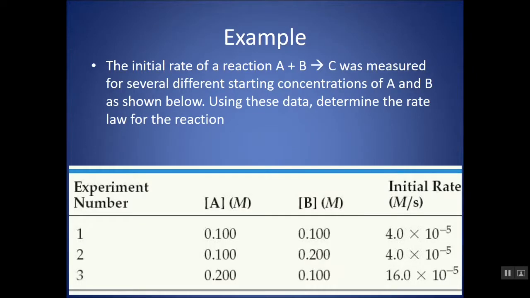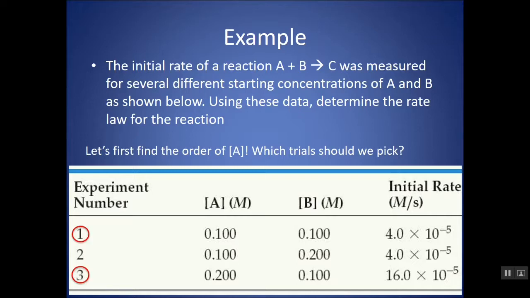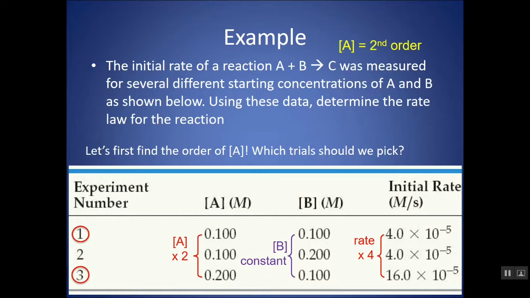Okay, let's take a moment to try this one. If you are watching the video and you want to try this example yourself, just pause it and give it a shot. So let's say I want to first find the order of A. Which trials should I pick? Well, I should pick trials 1 and 3. B is constant, A is doubling. What's happening to rate? It's increasing by a factor of 4. So what's the order of A? A must be second order to have that quadruple effect if it's doubling.